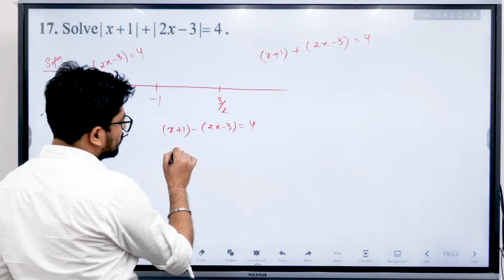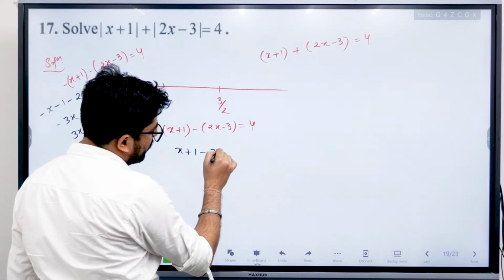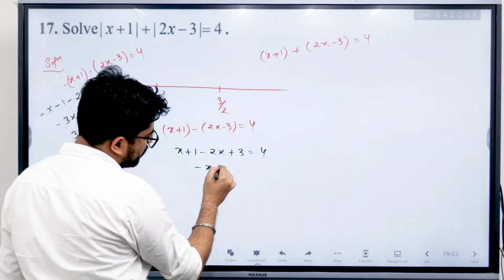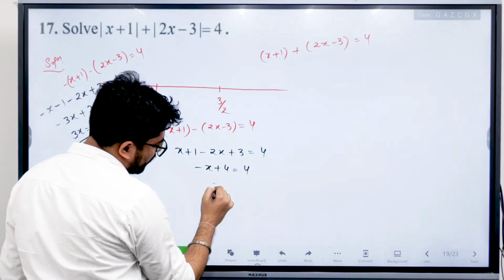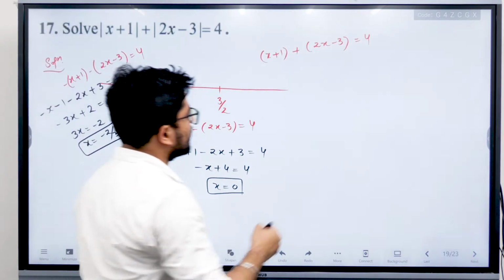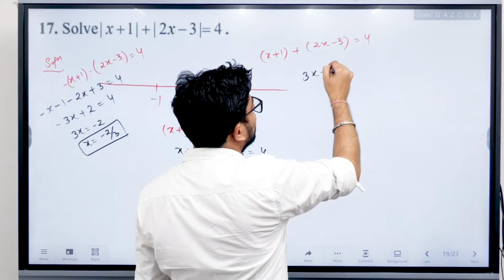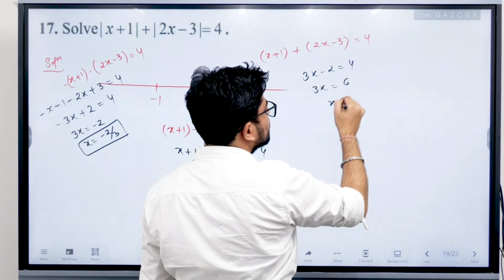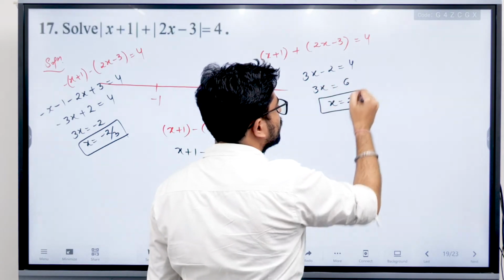Similarly, when you simplify this one, you will get x plus 1 minus 2x plus 3 is equal to 4. So this is minus x plus 4 is equal to 4. So from here you can say x is equal to 0. And the last one is what? This is 3x minus 2 is equal to 4. So 3x is equal to 6. So x is equal to what? x is equal to 2.